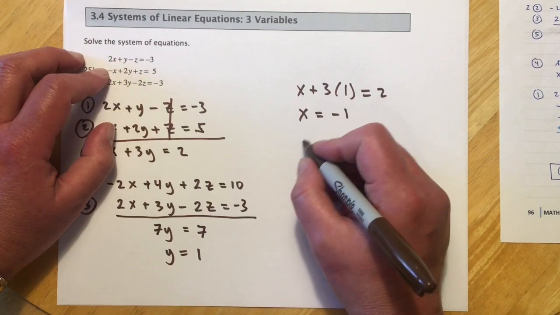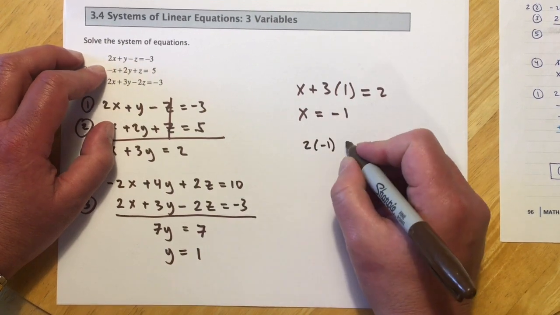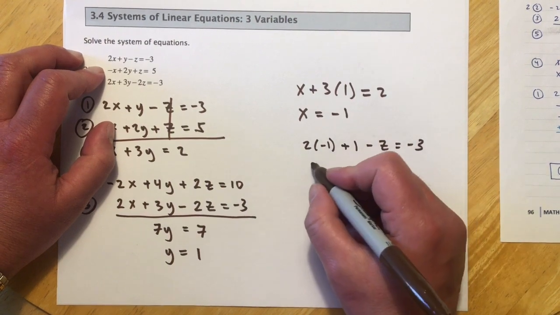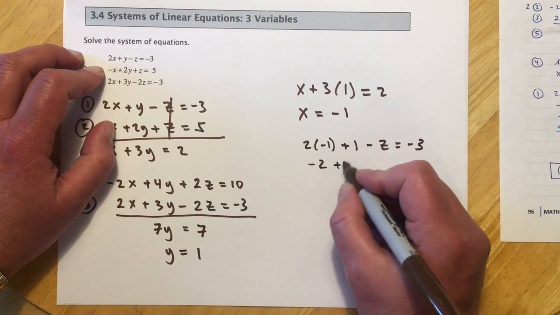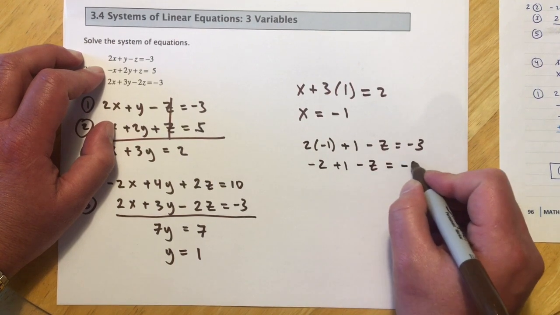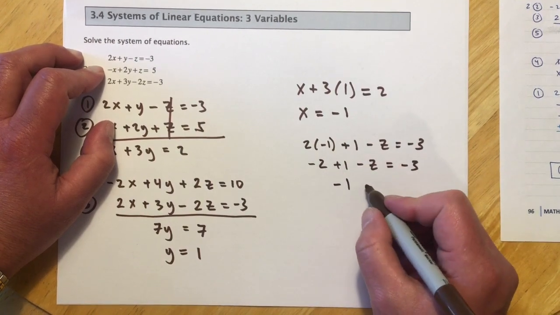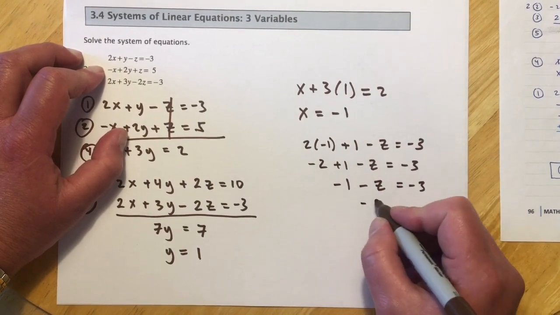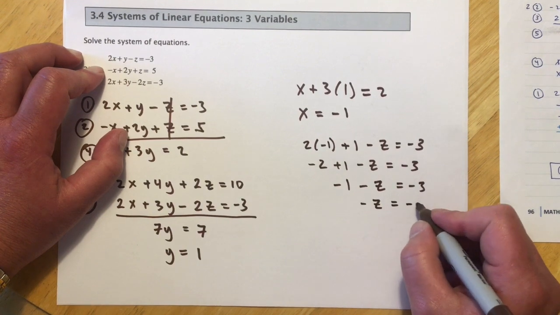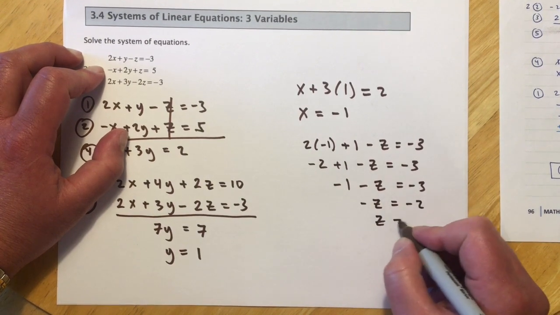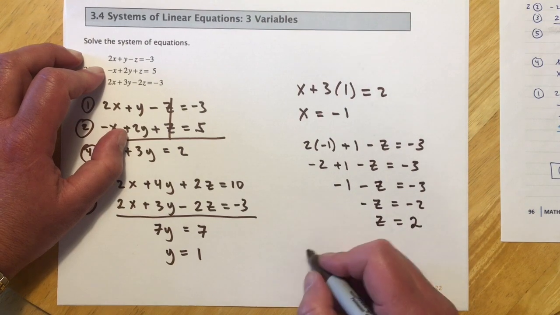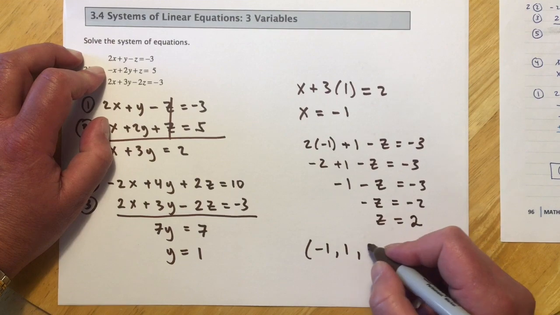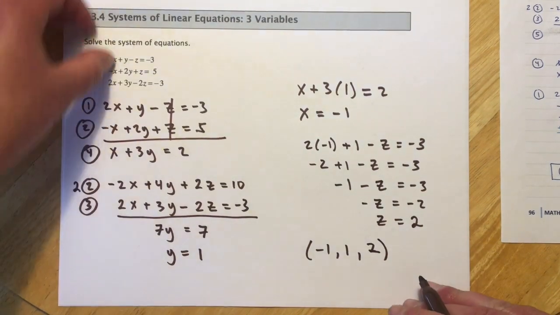Yeah, that one's fine. So 2 times negative 1 plus 1 minus z equals negative 3. So that's going to go negative 2 plus 1 minus z equals negative 3. That's negative 1 minus z makes negative 3. Add that over. Try to keep all the signs straight. Negative 2, and it looks like z should be 2. So the solution is negative 1, 1, and oops, we'll make that into a 2.